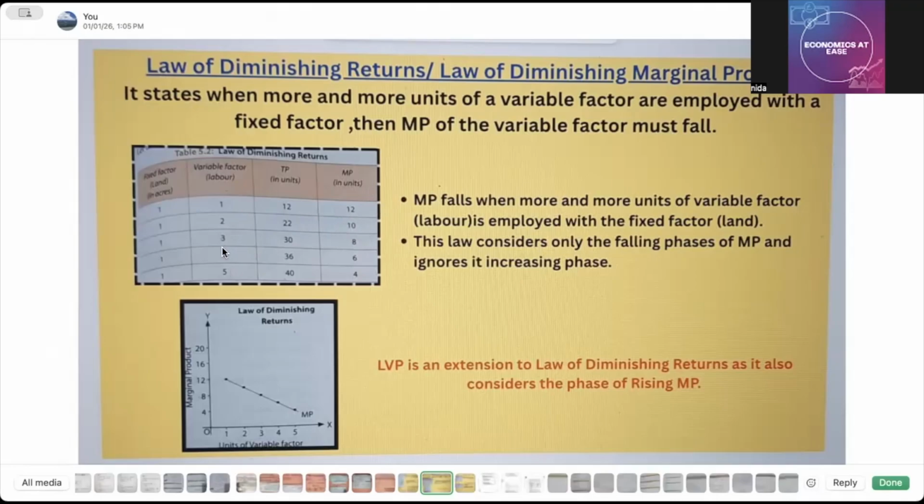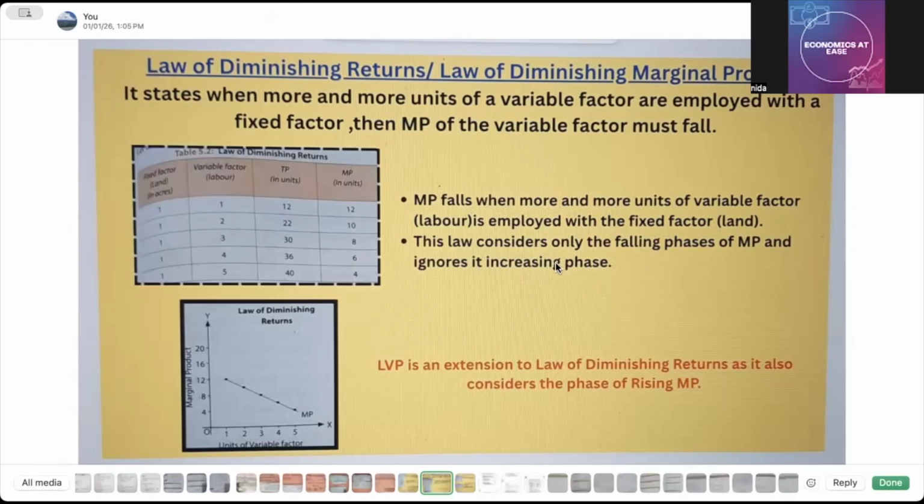As we employ more labor, it means we are increasing the labor. As the quantity of labor increases, you can see with the help of this table that MP starts falling. The same thing is written on the screen: MP falls when more and more units of the variable factor, that is labor, are employed with the fixed factor, that is land. This law considers only the falling phase of MP and ignores its increasing phase.